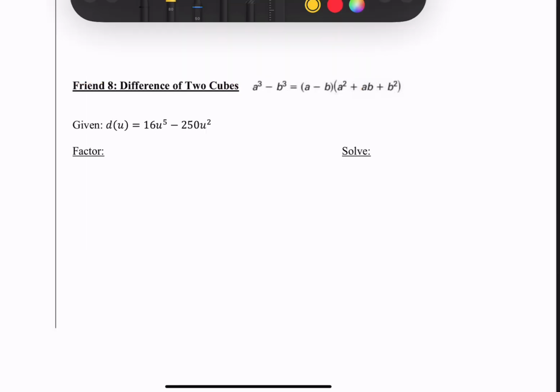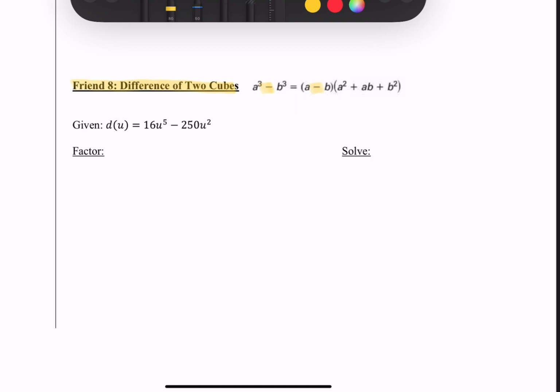And our last new friend, friend number 8, difference of two cubes. The pattern is just like the sum of two cubes. The only difference is that there's subtraction. So in the binomial, that's where the subtraction sign is. Notice the trinomial, all the signs are positive. So let's go ahead and factor the function d of u.